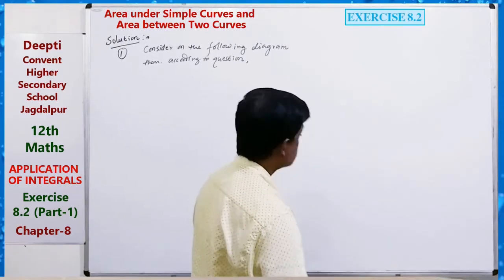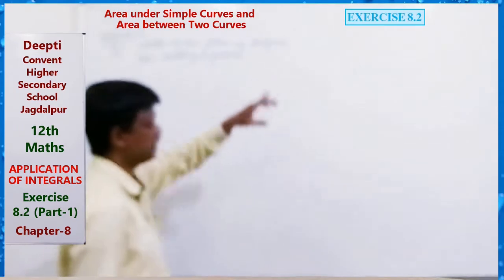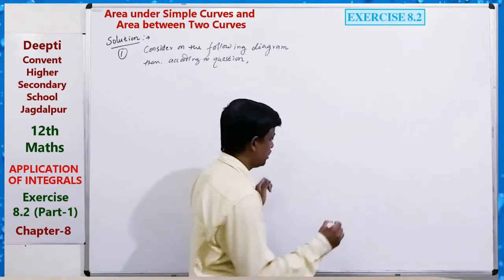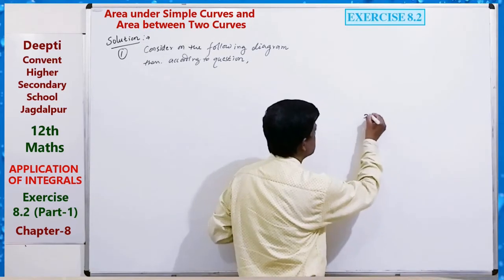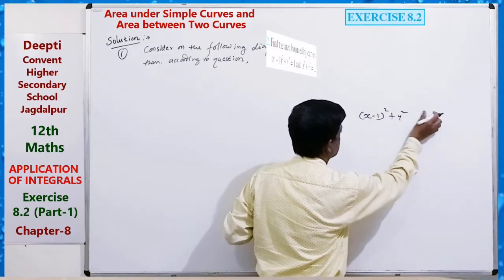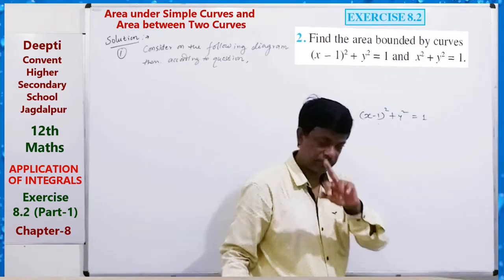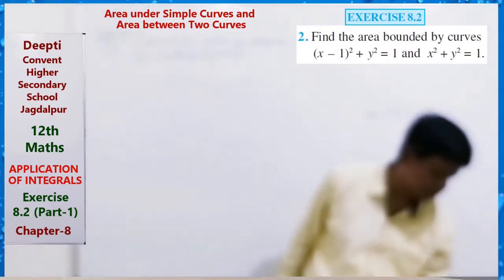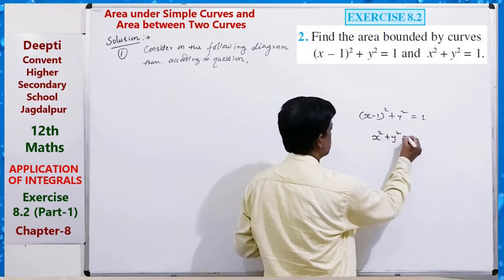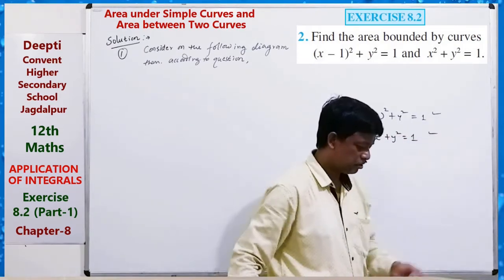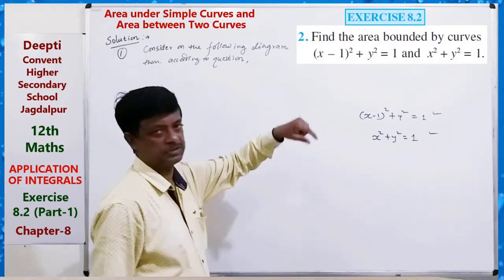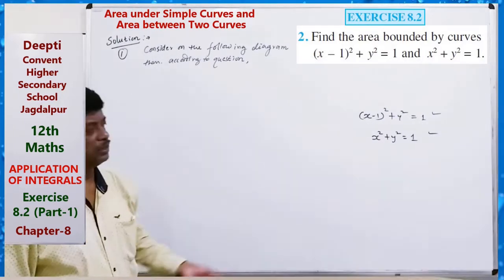What will be the region? According to the question, consider the following diagram. Find the area bounded by the curve x minus 1 square plus y square equals 1. This is the first curve, the circle. And another circle is x square plus y square equals 1. Both are circles. So the given question is, find the area bounded by these two curves.